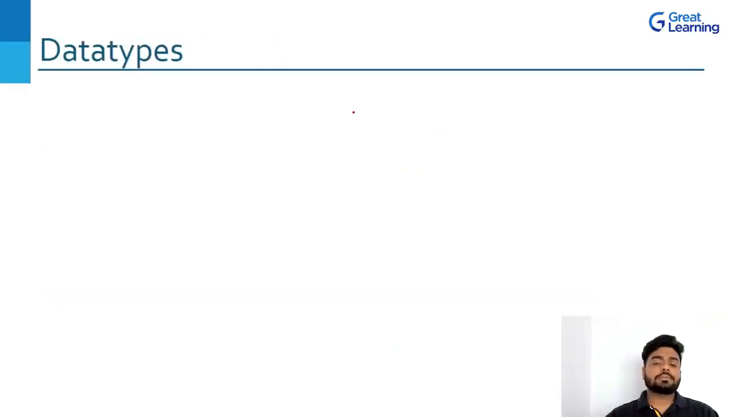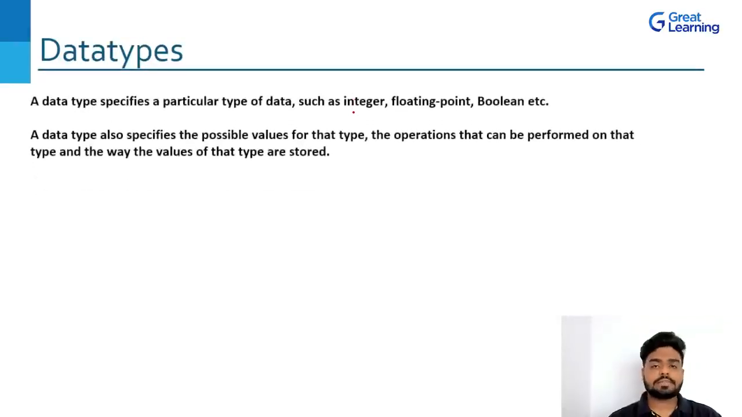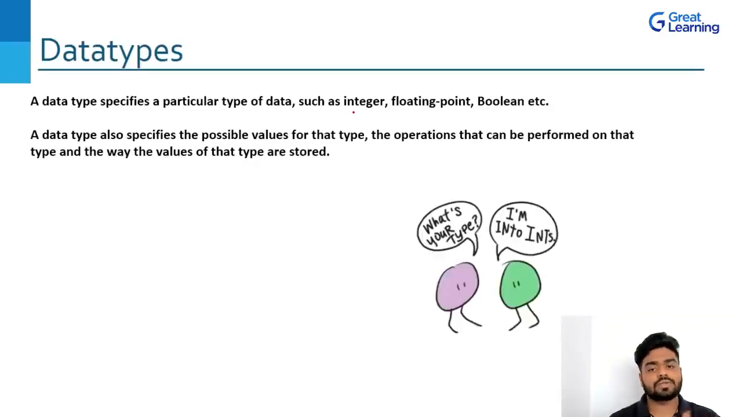Now coming to the next topic, which is data types. What data types do we have in our database language? A data type specifies a particular type of data. We have already seen one or two, which are number and varchar2. We have some more, which are integer, floating point, boolean. We will see one by one what those are.